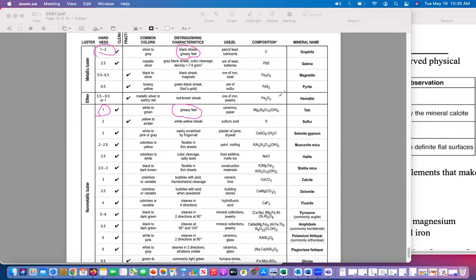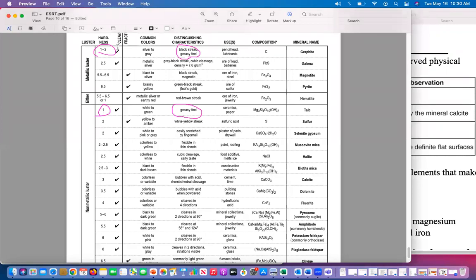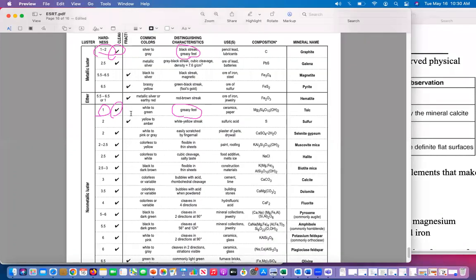All right. Well, before we get to the common color, let's keep going because I already see what the answer is going to be. Then it says cleavage fracture definitely shows some definite flat surfaces. If you show definite flat surfaces, you have a cleavage breakage. So it has to have a cleavage check. So I see cleavage check, cleavage check. Now, finally, I see that the color is white. And between these two minerals, I see the color right here, white to green. So I know that it has to be talc, right? It has to be talc.